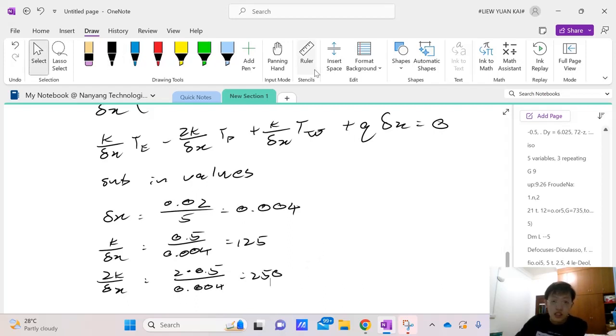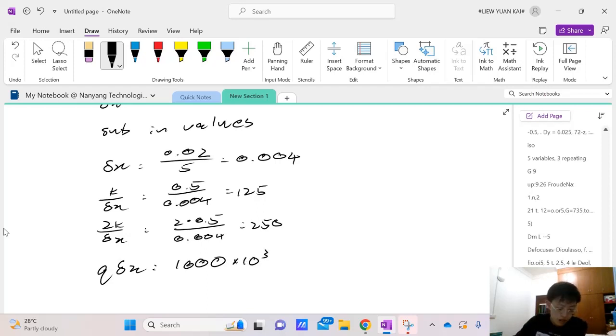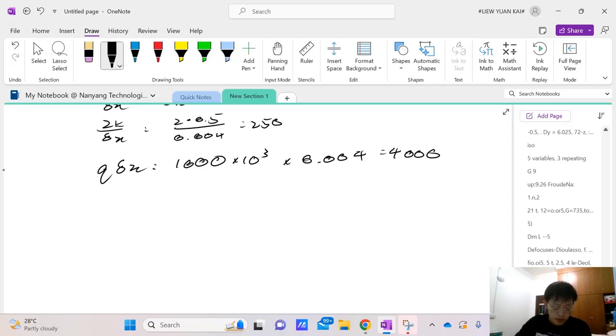And then we also need the last term here, which is q delta x. The value of Q they told us is 1000 kilowatts. Kilowatts, don't forget the kilo. So kilo is 10 to the power 3. So 1000 times delta x is equal to 4000. Now we can substitute all those numbers in. If you do that, you will get 125 TW minus 250 TP plus 125 TE.